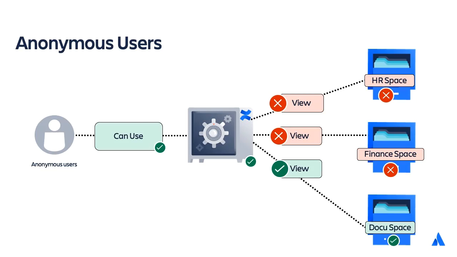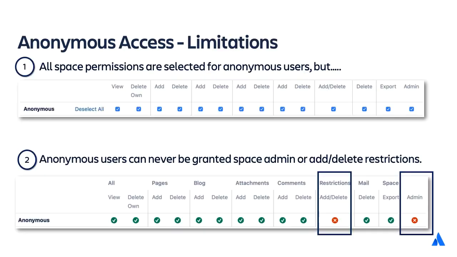Here, we've given anonymous users access to our Confluence instance, but they are only allowed view access for one space, the DocuSpace, and we've limited access to view only. They cannot add, delete, restrict, or export content, and they cannot administer the space. As an administrator of Confluence, you might be concerned that once anonymous access is allowed via global permissions, an inexperienced space administrator might give too much access to the space and grant anonymous users all of the space permissions, including space admin. However, it is not possible to do so.